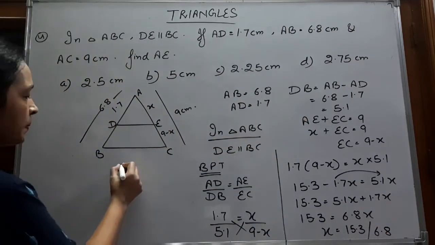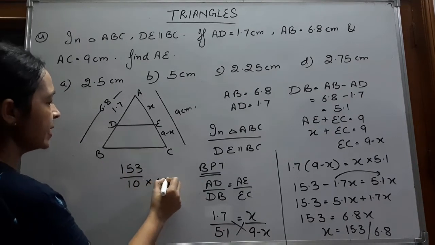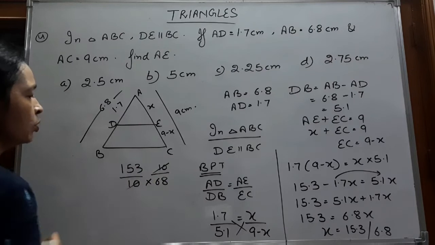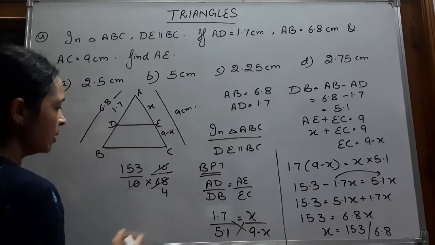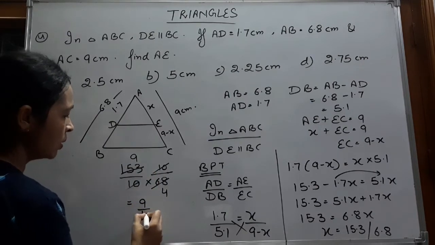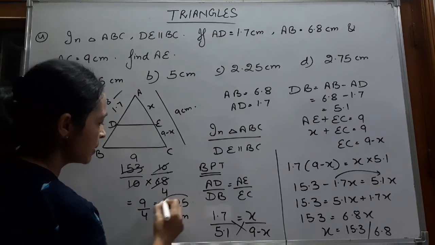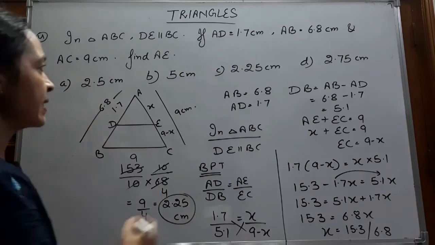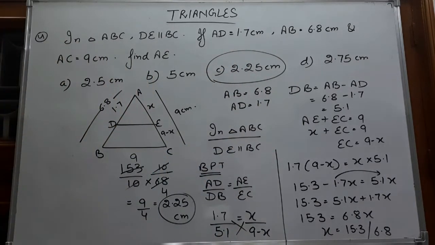Take decimals out: 153 by 10 into 68, with 10 in the numerator. Now 17 fours are 68 and 17 nines are 153. We have 9 by 4, which equals 2.25 centimeters. So which option is correct? Option C is our correct option.